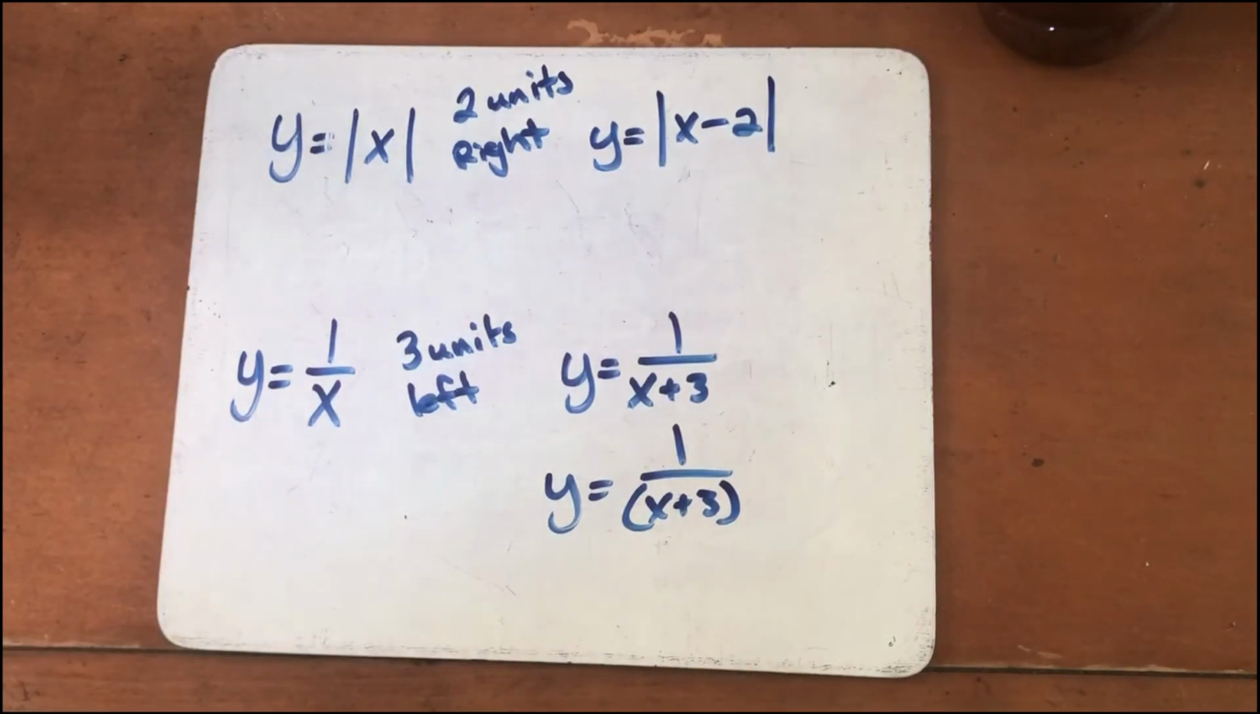All right, so for this, we're looking at how to horizontally shift my different parent functions. I'm either adding or subtracting grouped with my x. Remember, it's opposite of what it appears, so if it's right, then it is minus a number. If it's left, it's plus a number. All right, and it has to be grouped with it.